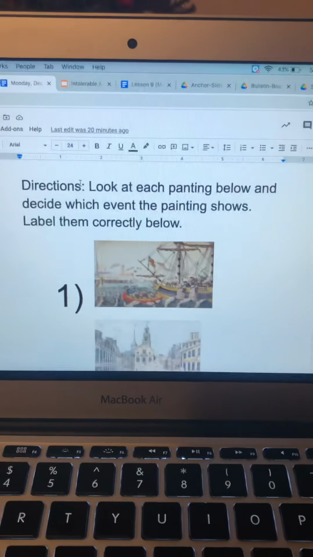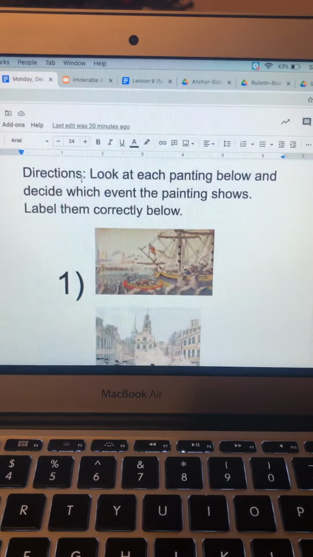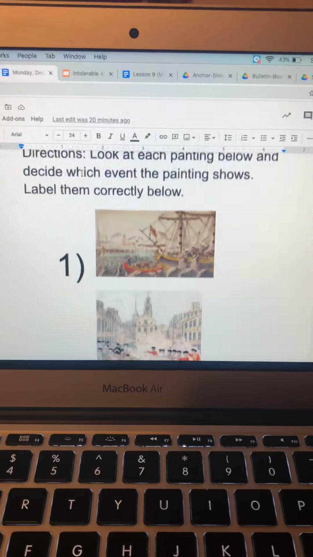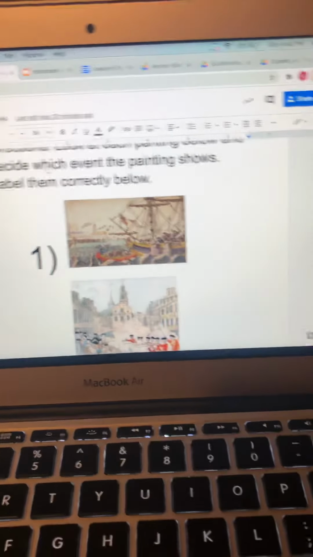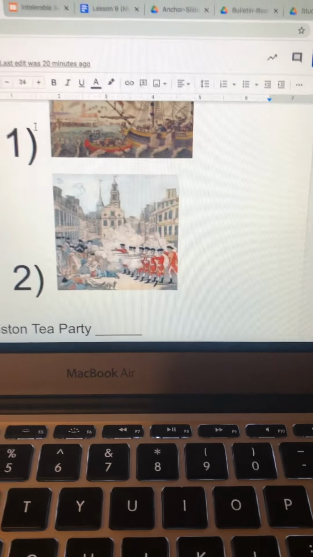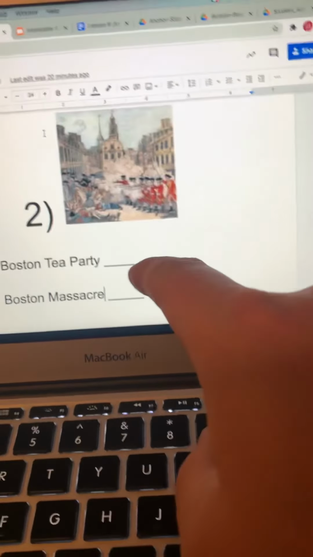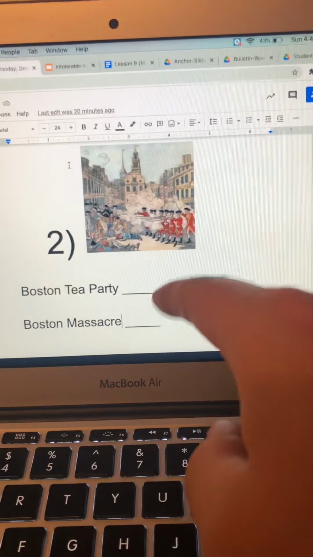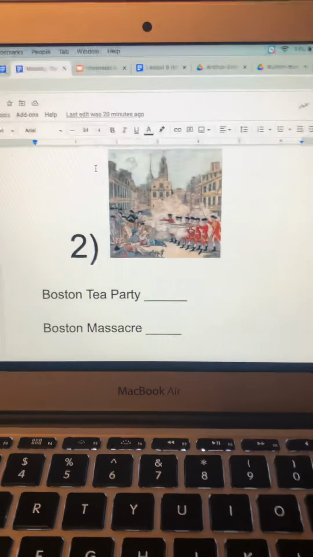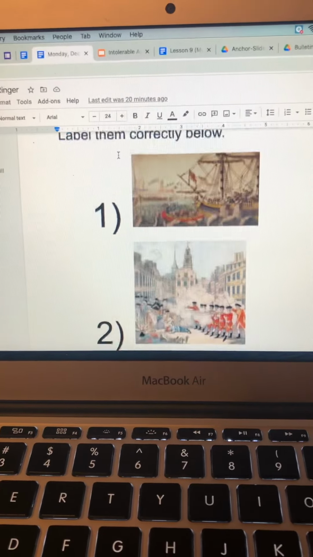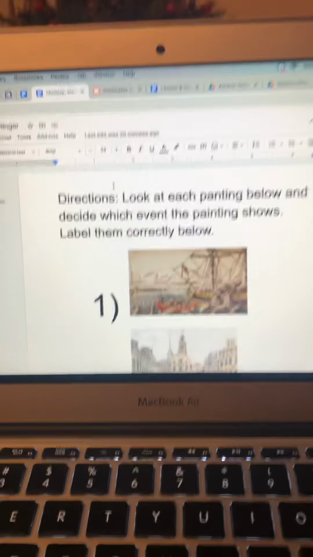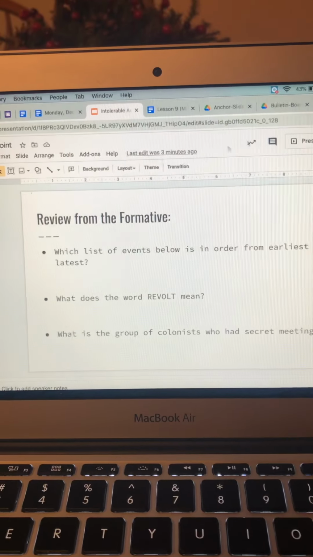Directions: look at each painting below and decide which event the painting shows. Label them correctly. Here's the first one, here's the second one, and then here's the answer. So you would put either 1 or 2 there, whichever one the image is. Okay, next we're going to get started.